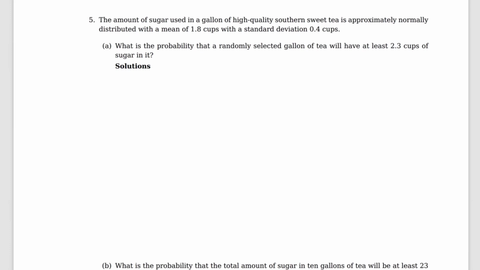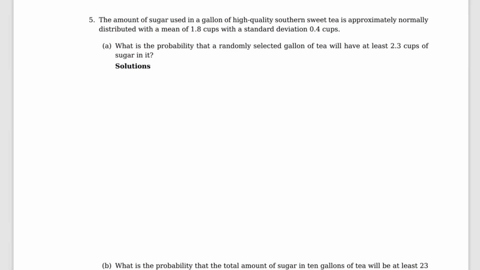Okay, go with this. The sugar. The amount of sugar used in a gallon of high quality southern sweet tea is approximately normally distributed with a mean of 1.8 cups with a standard deviation 0.4 cups. Understood that? Right. What is the probability that a randomly selected gallon of tea will have at least 2.3 cups of sugar in it?